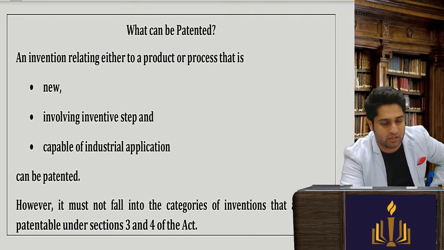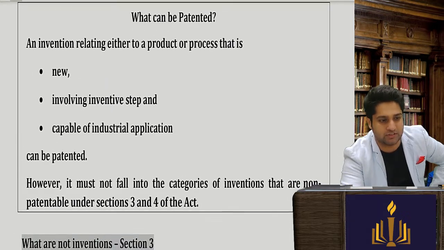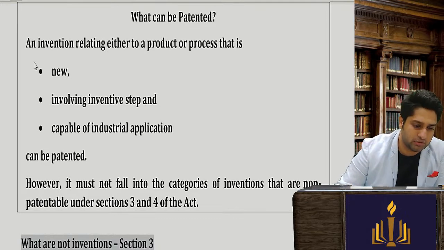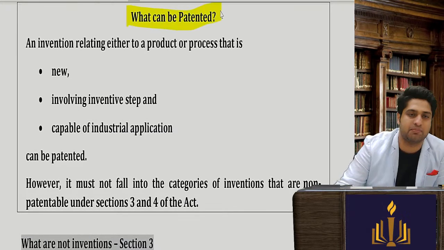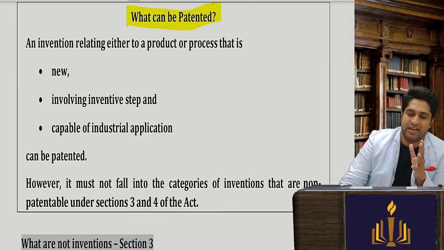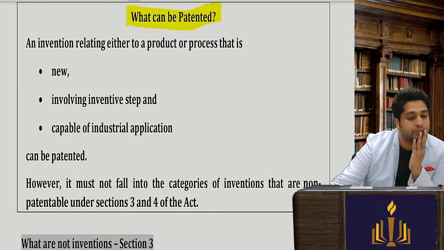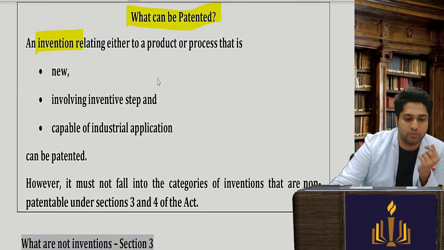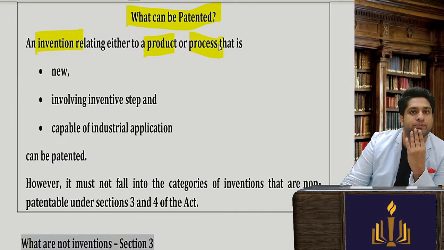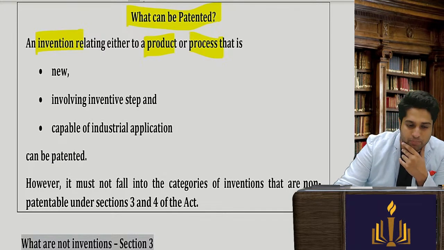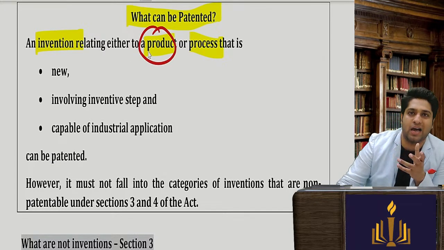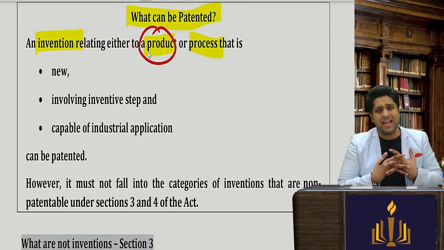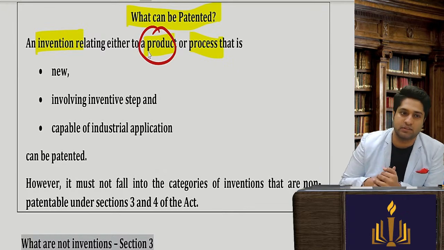So again, concluding the basic concepts, what can be patented? This can be asked in the exam, a direct question. So the answer is, what can be patented? An invention can be patented. Okay, it should be either a product or a process. So products, obviously we saw VR headsets, a car, a mobile phone, a ring light, anything can be patented.